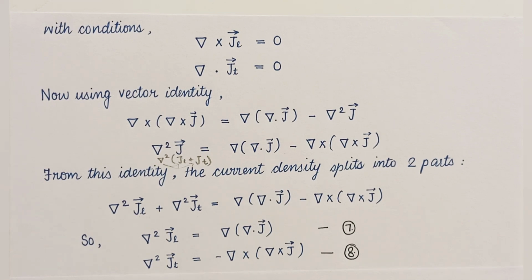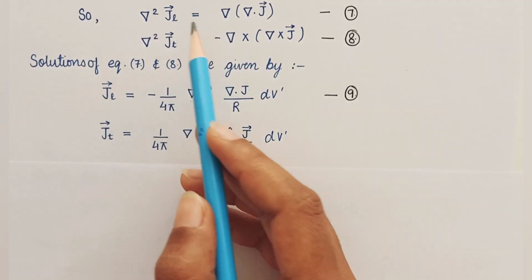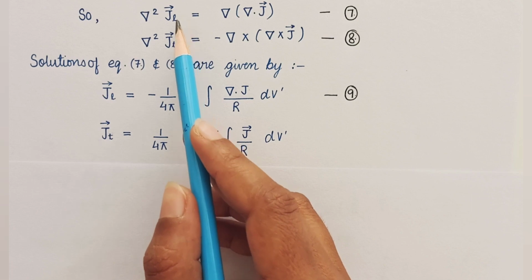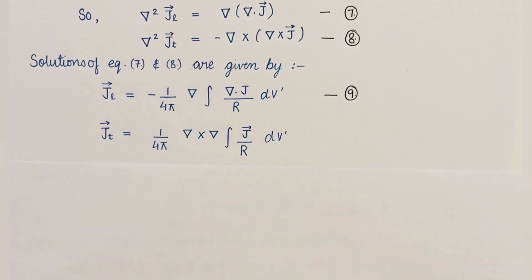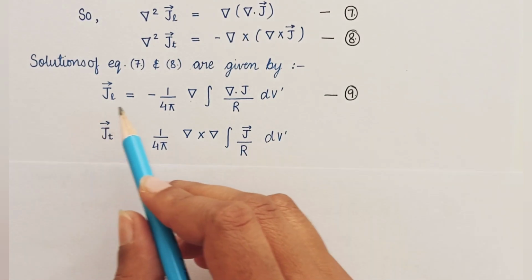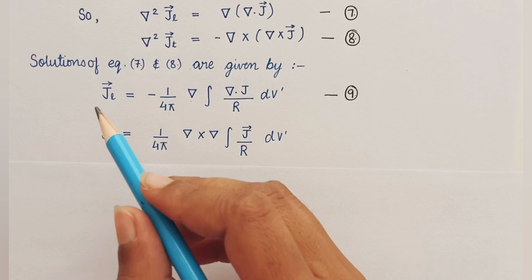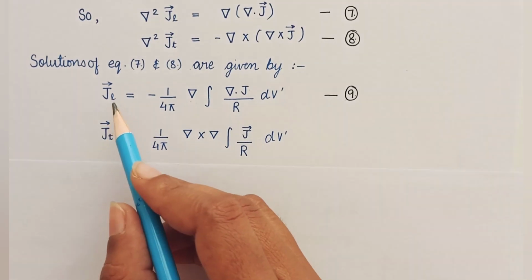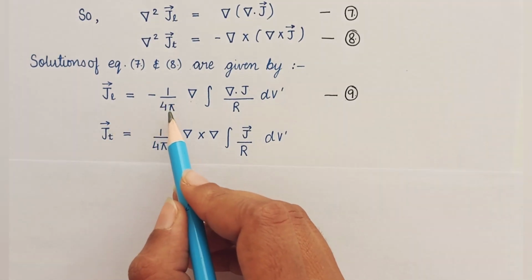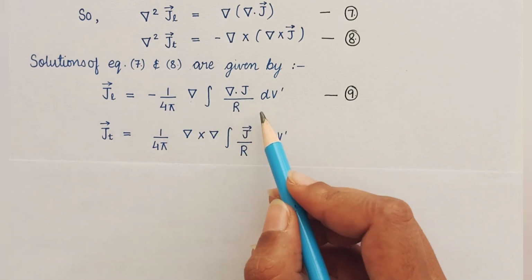Now, simply we are going to take the solution of these two equations, the 7th equation and 8th equation. So, these are the two solutions, and we will mark the solution of JL as the 9th, because we are going to use the solution of JL. So, JL is equal to minus 1 upon 4 pi del integration del dot J upon R dv dash.